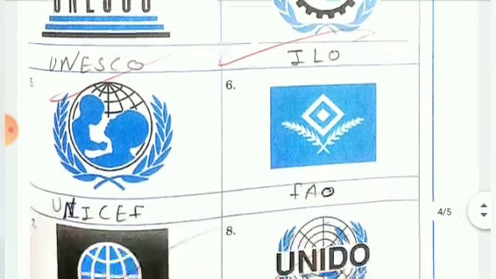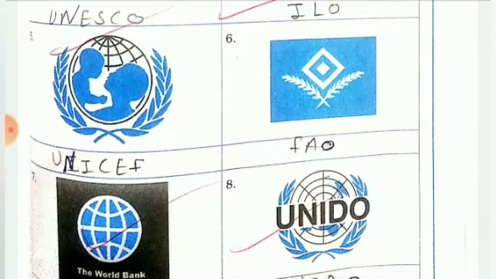Now the next logo is UNICEF. See, now we can see. So UNICEF means emergency fund. Their full form is United Nations International Children's Emergency Fund. Now in short it is called the United Nations Children's Fund. So it is about the children, and its head office is New York.